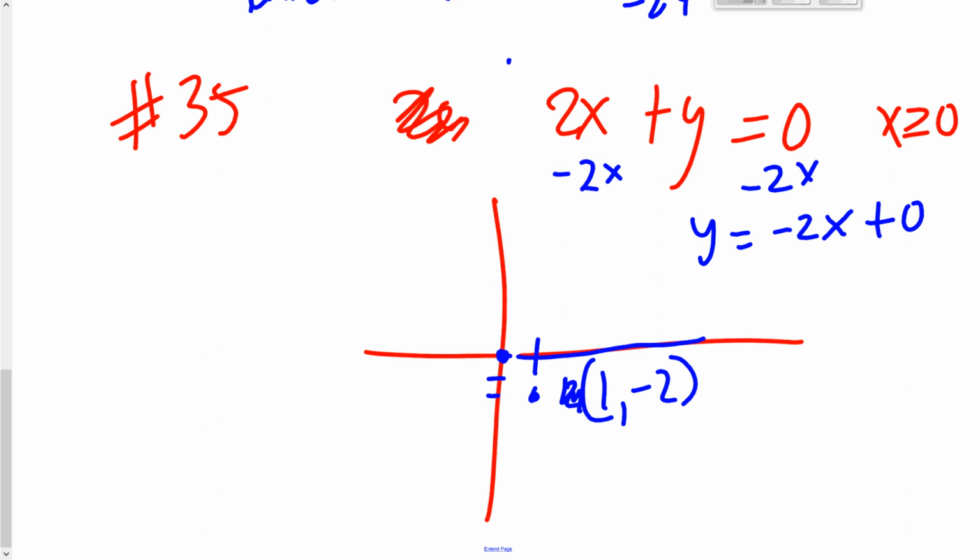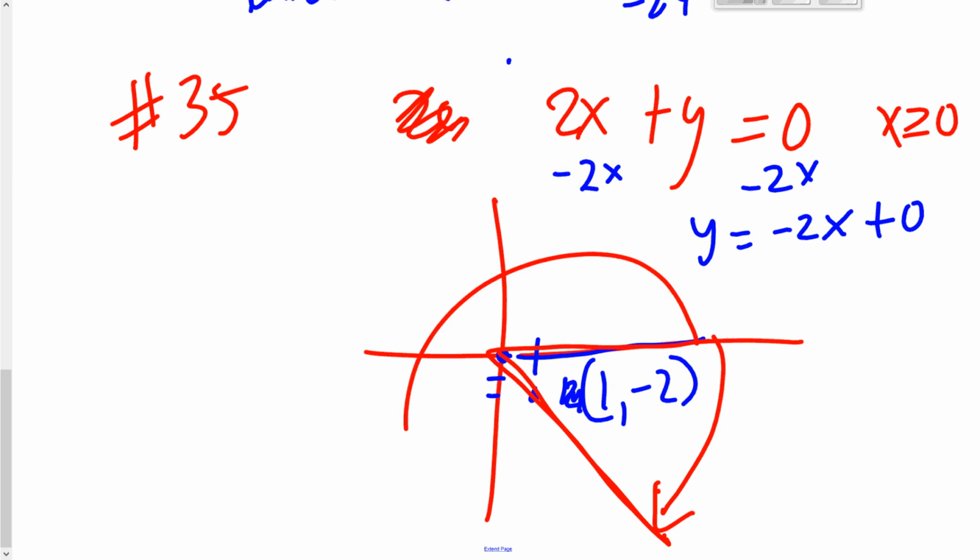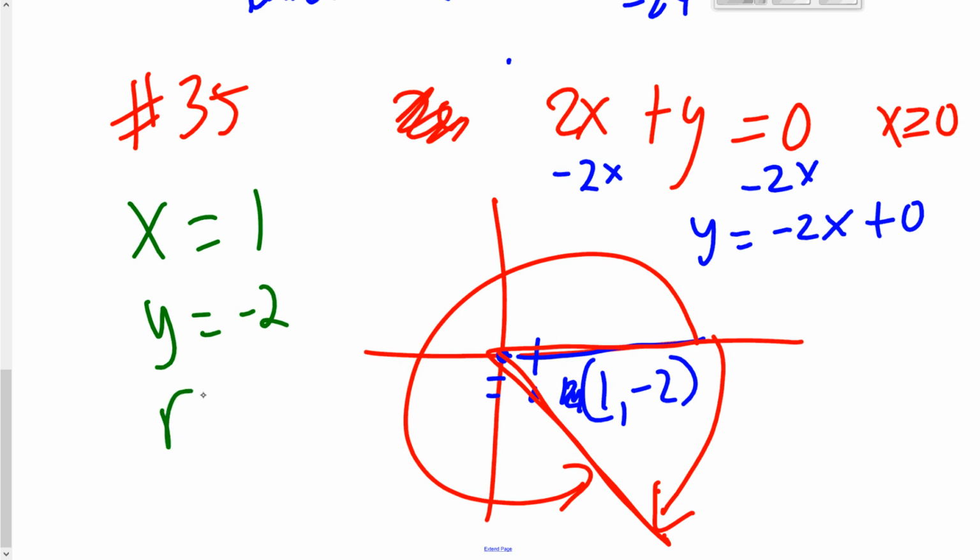So we have that point 1, negative 2. We could use that, or we could find more. But we're just looking at positive x, and that is a positive x. So we're looking at this angle here, either this angle down from there, or this one that wraps around. It doesn't matter, it ends at the same spot. They're coterminal. So our x is 1, our y is negative 2, and our r is the square root of 1 squared plus negative 2 squared, which is 5, so the square root of 5.